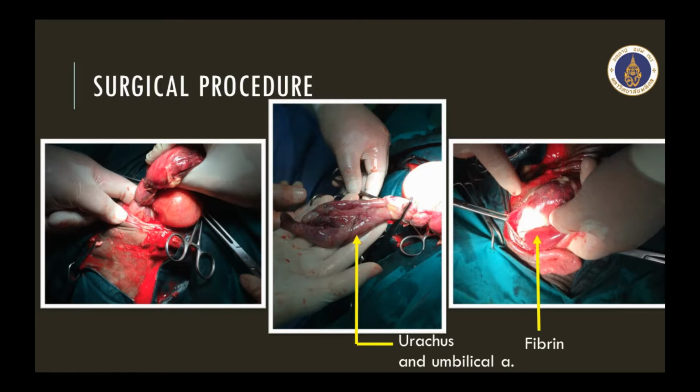After that, we smelled urine odor and found fibrin on the urachus. We think it's related to the odor, so we decided to suture the fibrin area, inverting it to prevent leakage of urine into the abdominal cavity, then close this side by suture.